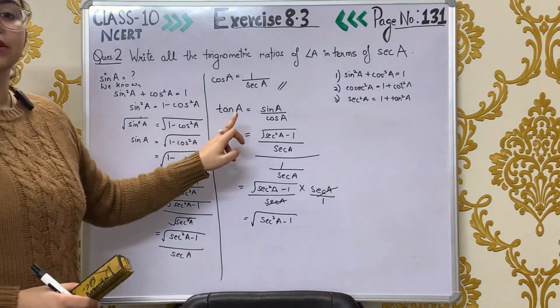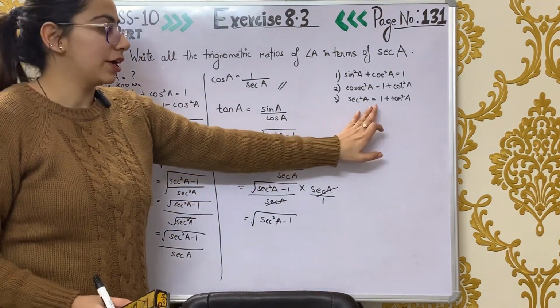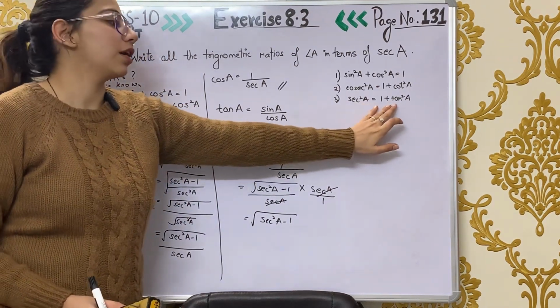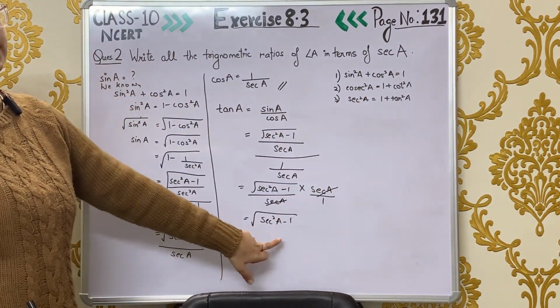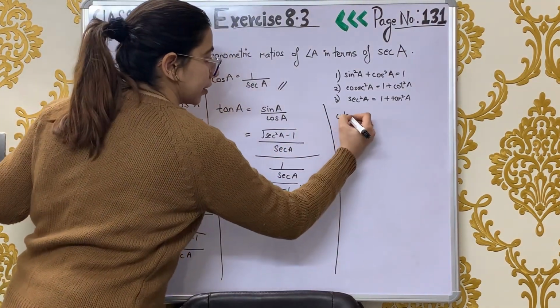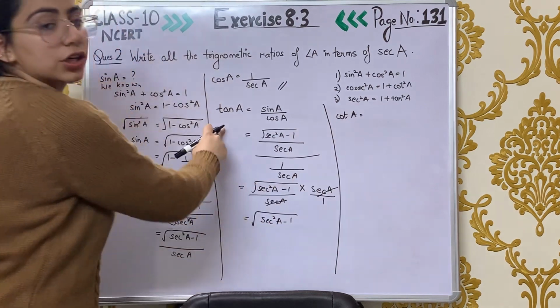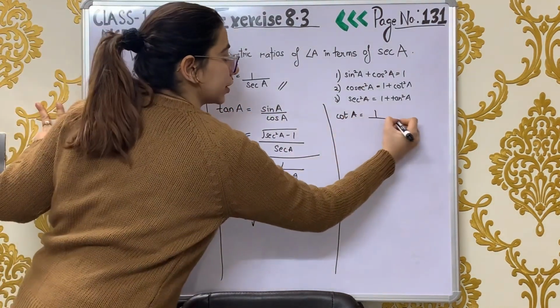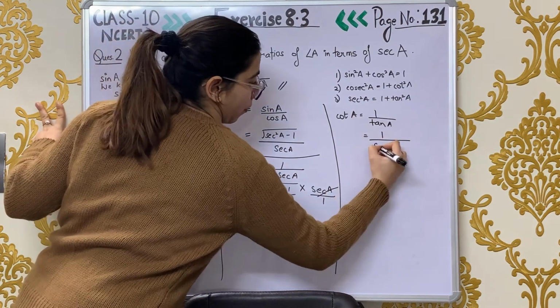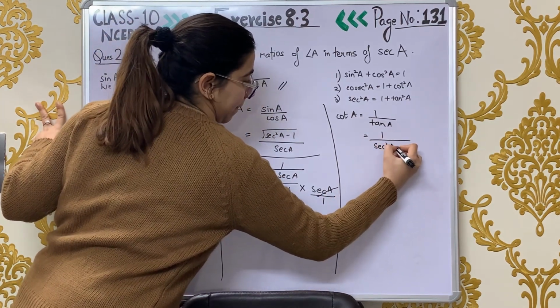We could have done this directly also from this identity. How? We could have written tan A is equal to secant square A minus 1 under root, which is what we are getting. Next we get to cot A. Now cot A is just the opposite of tan A. So cot A is equal to 1 by tan A. That would give us 1 upon secant square A minus 1 under root.